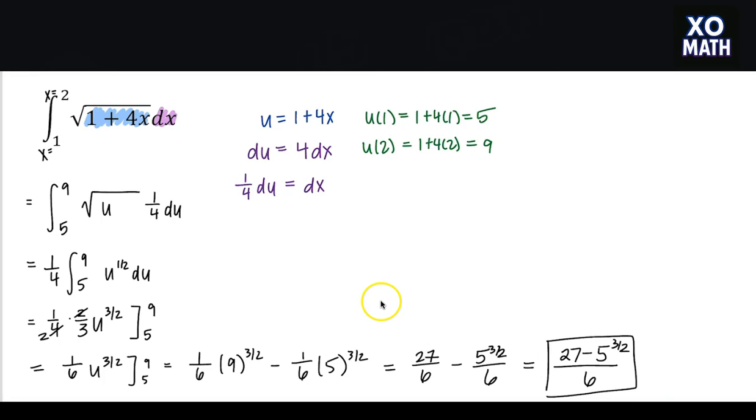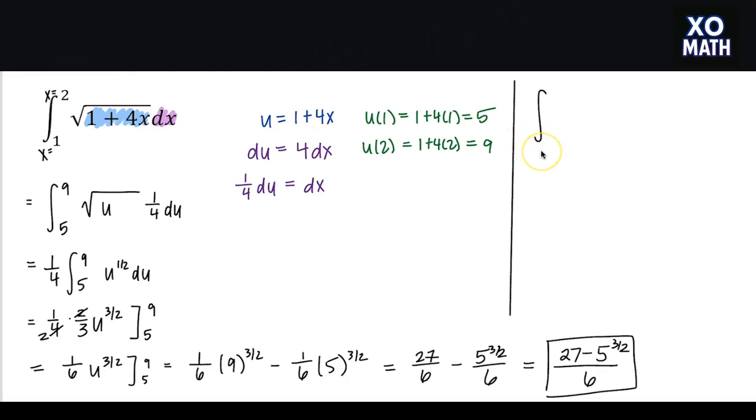Now, this is one choice, to convert everything into u's. Some people like to perform the change of variables, but leave x equals 1 and x equals 2, and then return back to x.